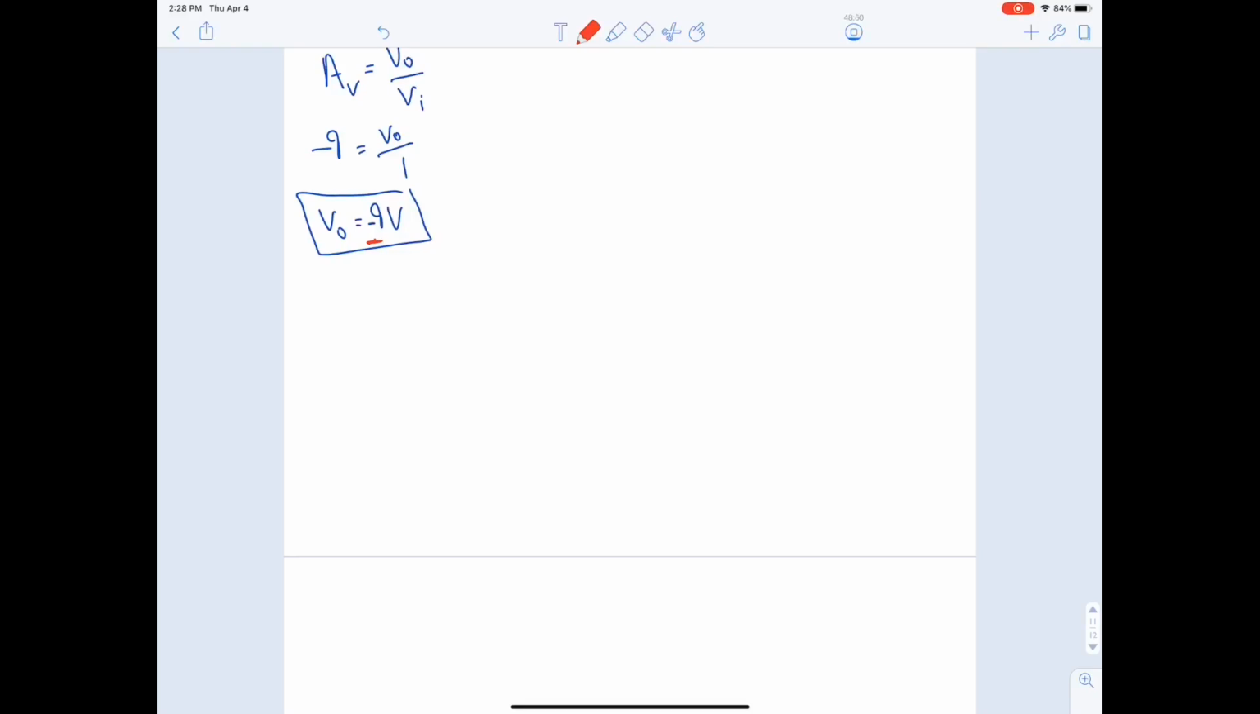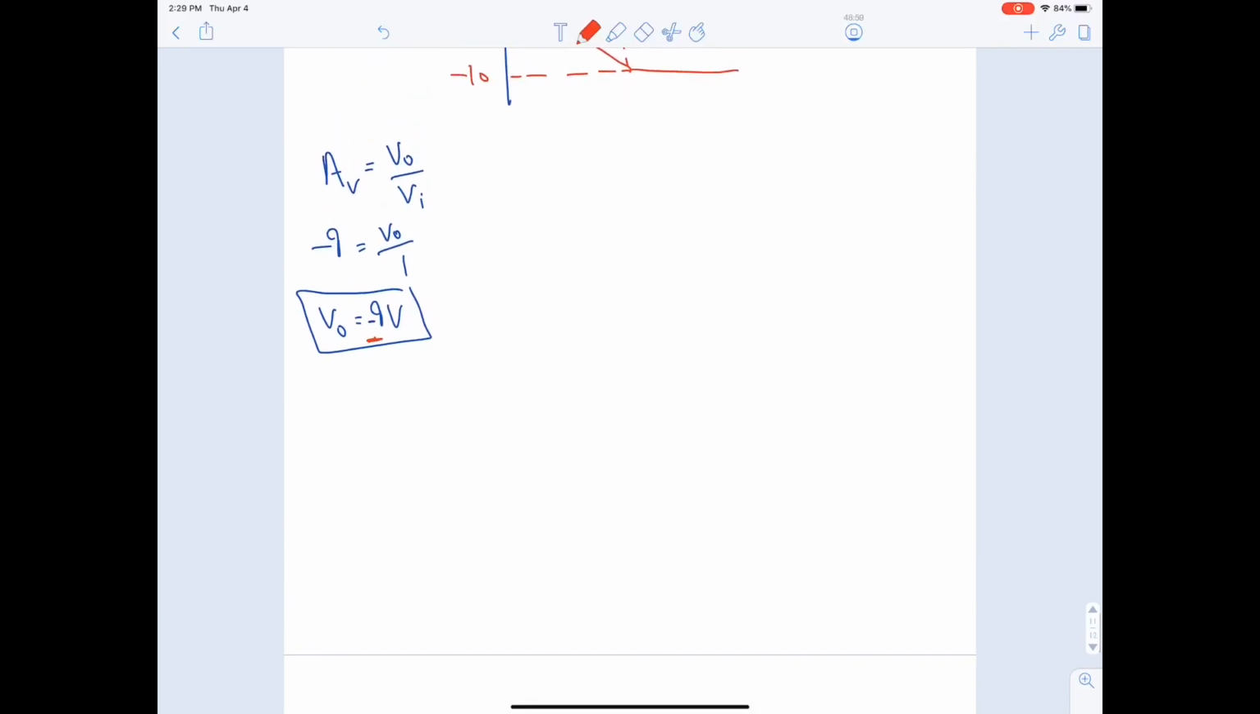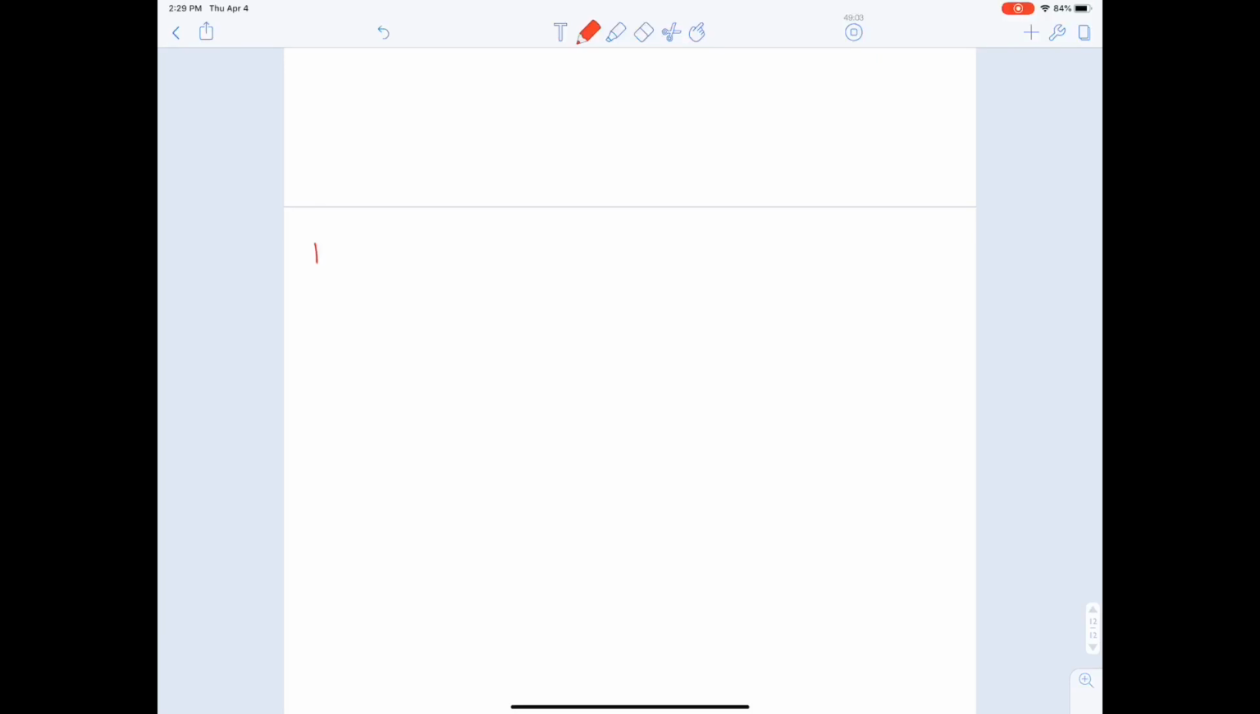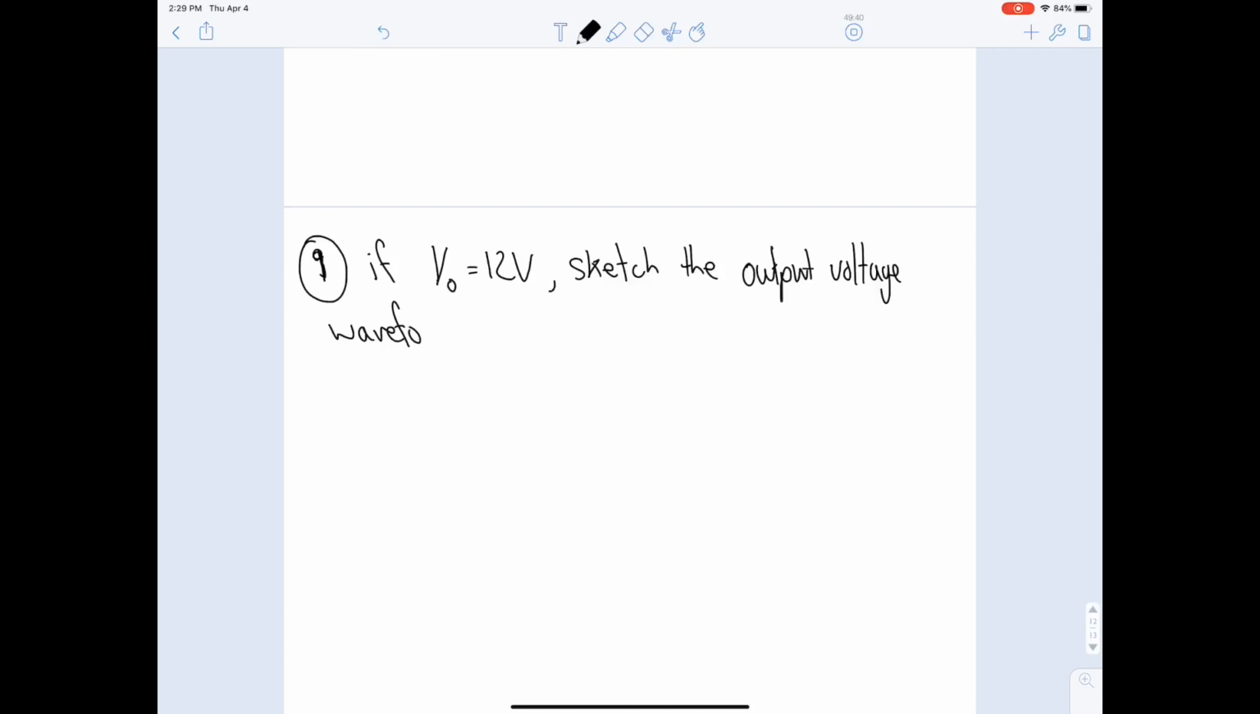The next example, what does it say? The next question says, if V output is 12 volt, sketch the output waveform and VTC, given that AV is 9 volt over volt. Okay, let's start with the waveform.